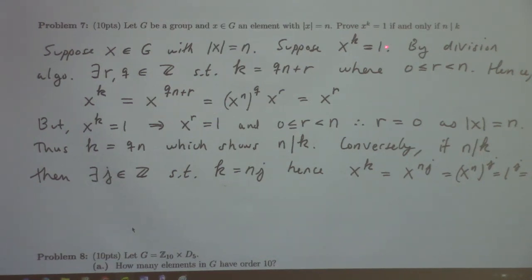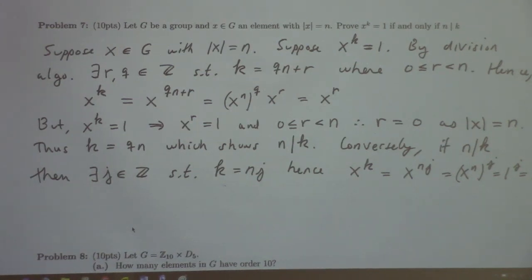So suppose x to the k equals 1, all right? Then by the division algorithm, there exist r and q such that k is equal to qn plus r, where r is between 0 and n. Hence x to the k is x to the qn plus r, which by laws of exponents we can do. And since x to the n is 1, we get x to the r. So x to the k is equal to 1, which means x to the r is equal to 1, but r is less than n.